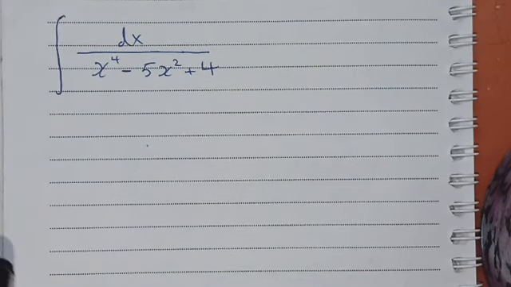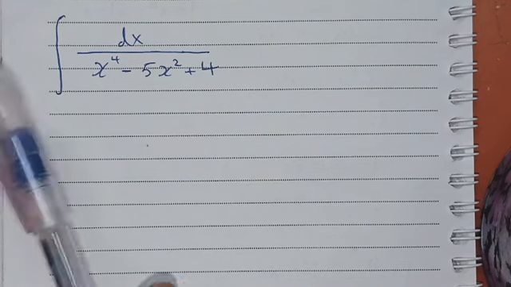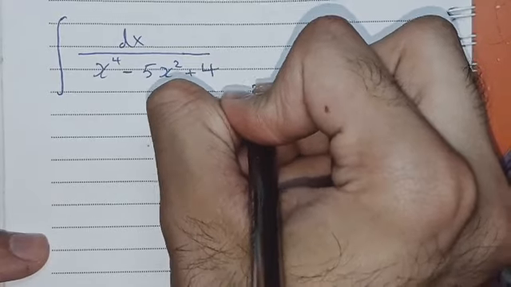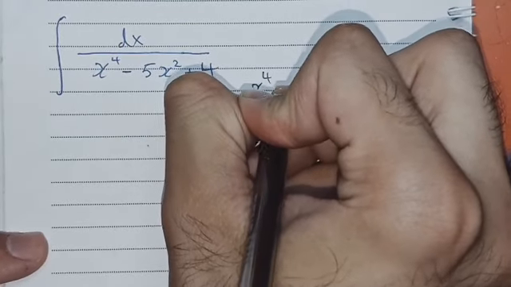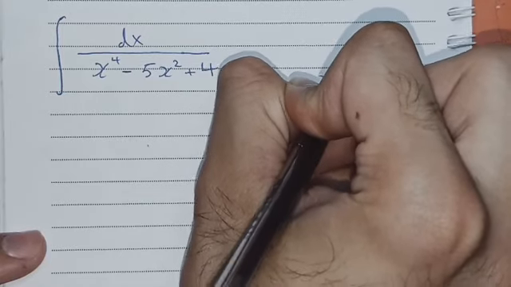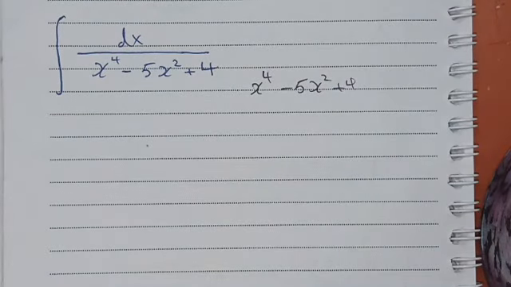Today we are solving a good problem on partial fraction integration. We have the integration of dx over x⁴ − 5x² + 4. To integrate this, we need to decompose x⁴ − 5x² + 4 into the simplest form.